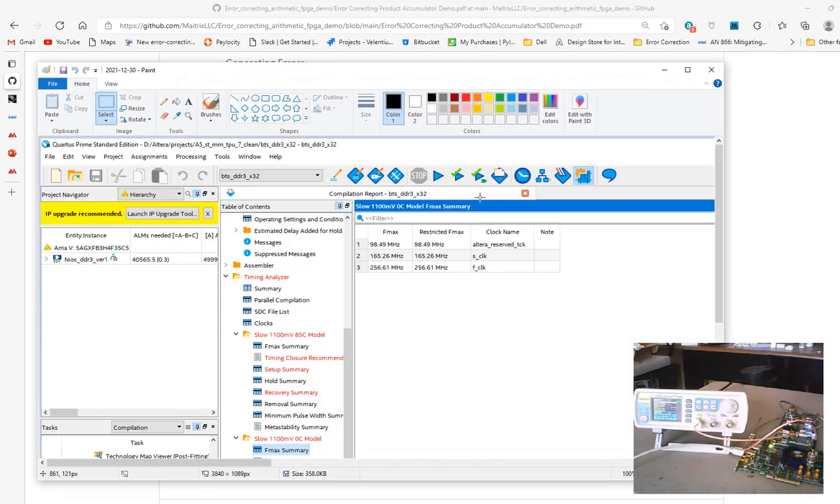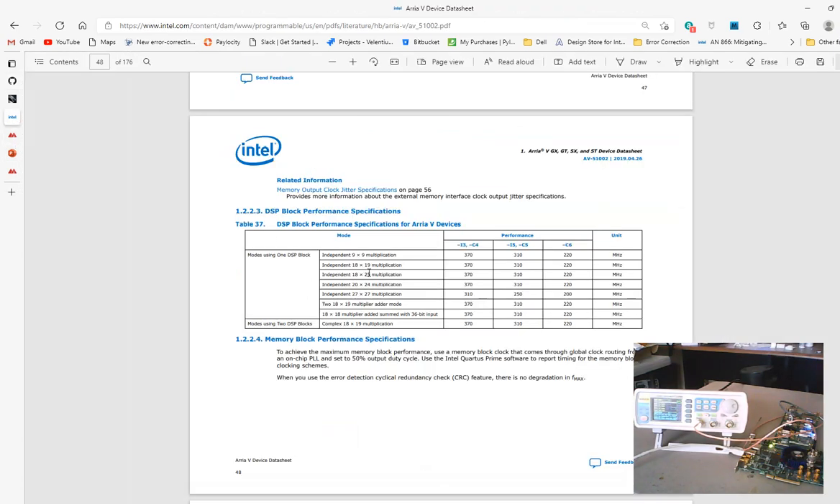And this right here is just a screenshot of the Quartus compile of this particular project. And if you note, the slow clock is potentially running up to 165 megahertz, whereas the fast clock, and that's our multiplier accumulator, Quartus is reporting that the top speed of this would be 256 megahertz, which really isn't too bad when you consider the Intel specification for this part.